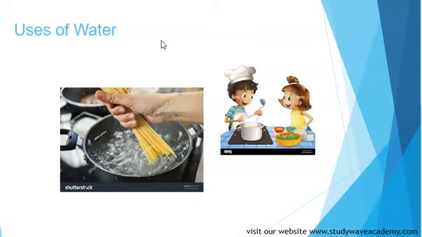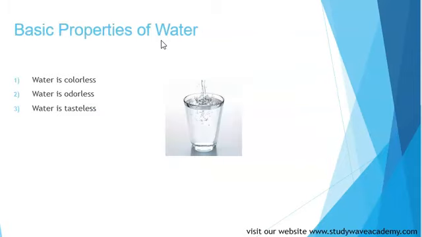Okay? Good. Now, there are basic properties of water. Water can be colorless. Water does not have color. It is pure. Like we said, water is a clear liquid substance. It is colorless. It doesn't have color.